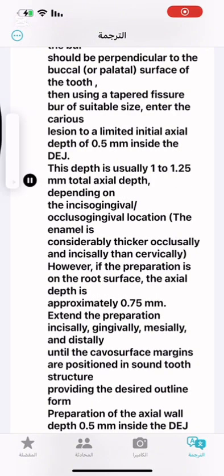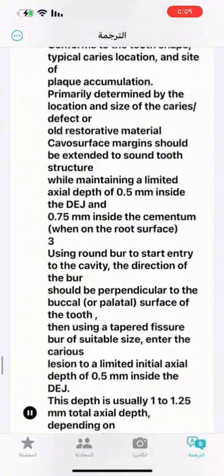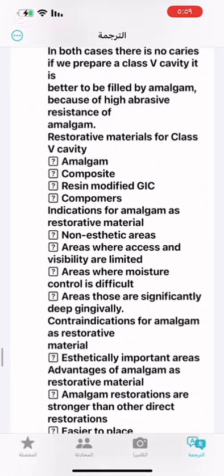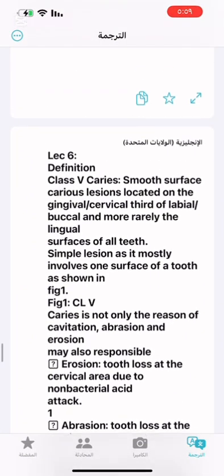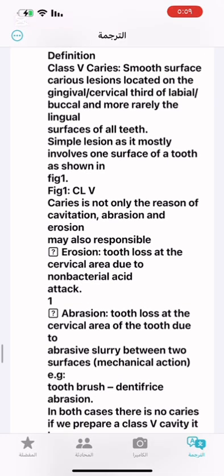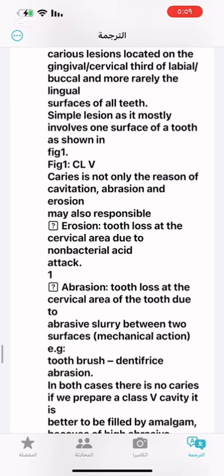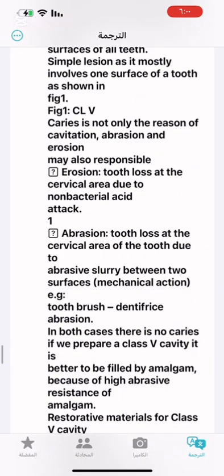Class V caries, smooth surface carious lesions. Definition: Class V caries are smooth surface carious lesions located on the gingival or cervical third of the labial, buccal, and more rarely the lingual surfaces of all teeth. It is a simple lesion as it mostly involves one surface of a tooth, as shown in Figure 1.